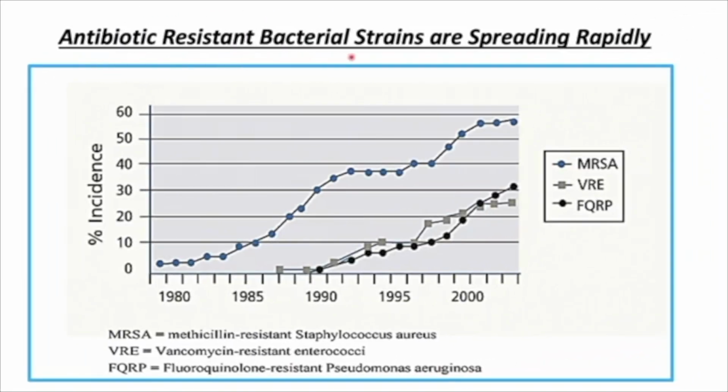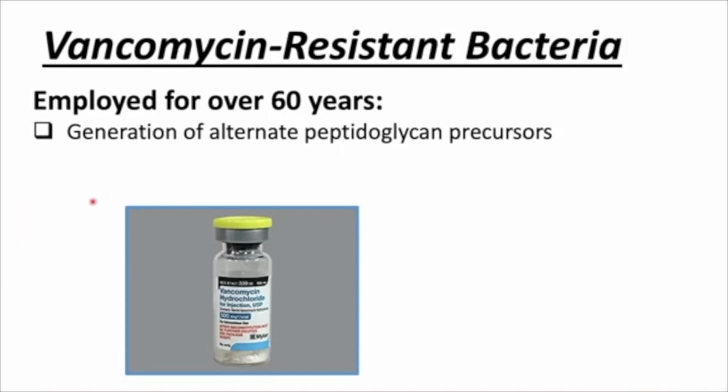Antibiotic-resistant bacterial strains are spreading rapidly, both in this country and around the world. For example, vancomycin-resistant enterococci and fluoroquinolone-resistant Pseudomonas are shown here in these two lines. I'd like to focus on vancomycin resistance. Vancomycin is a cell wall synthesis inhibitor that's been employed for over 60 years.